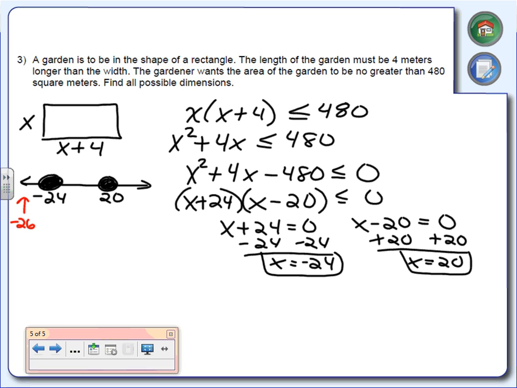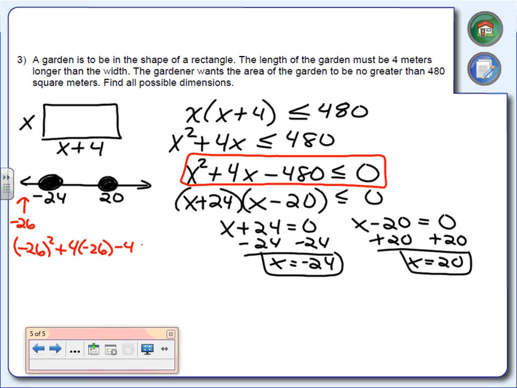The question is where? Where in the heck are we going to plug it in? We're going to plug it in right here. That's where we're going to plug it in. So here we go. Negative 26 squared plus 4 times negative 26 minus 480 is less than or equal to 0. All right, let's see whether we get a true or false statement.